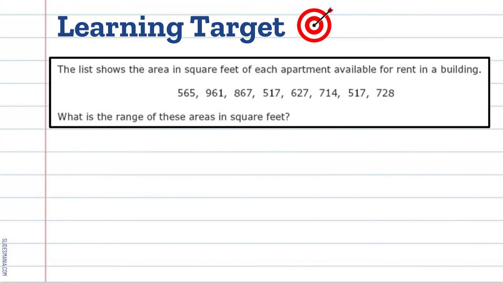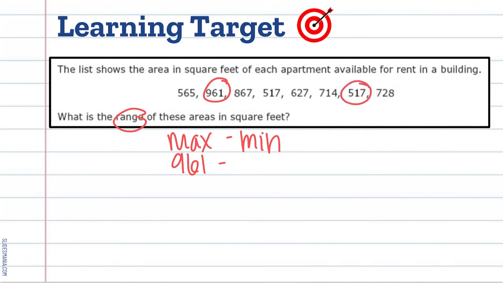All right, guys. Thank you for trying that on your own. Our learning target is asking us to find the range of these areas. Remember, range is the difference between the maximum and the minimum value. Well, our maximum value that I see right here is 961. And our minimum value is 517. Notice 517 is also our mode.